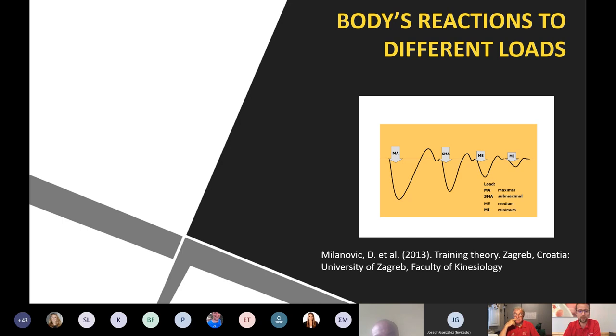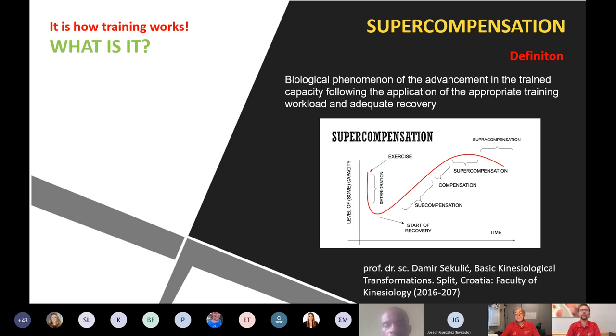And this slide leads us to the next point, which is one of the most important points within fitness, supercompensation. And what is supercompensation? It's the biological phenomenon of the advancement in trained capacity following the application of the appropriate training workload and adequate recovery. The imbalance in homeostasis that has been induced requires the organism to reorganize its functional mechanisms in order to re-establish the previous state of homeostasis. In addition, the organism adapts to the stressors such that if the same stressor were imposed again, it would not be displaced to the same extent again. So this process is referred to as supercompensation.